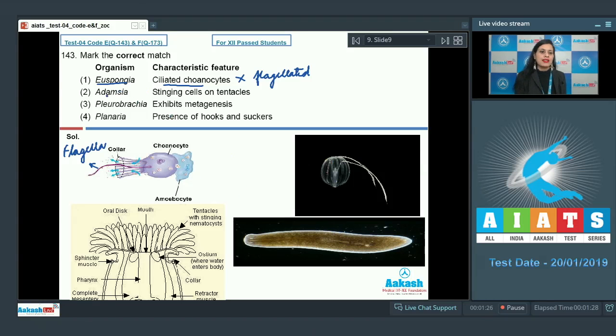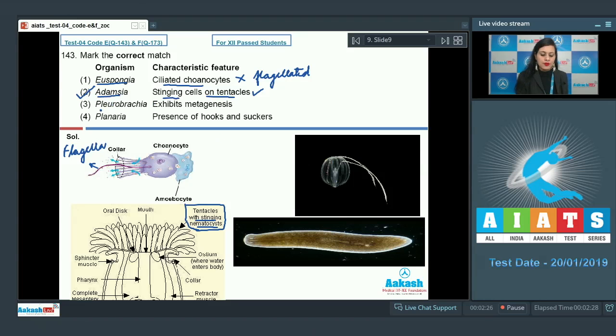The next option given is Adamsia, and the match given is stinging cells on tentacles. As it is a correct match, this is a correct answer to our question. Adamsia, which is commonly known as sea anemone, is a coelenterate whose tentacles are rich in stinging nematocytes or stinging cells. As you can see here, tentacle with stinging nematocytes. It exhibits sea anemone, the polyp form of Adamsia.